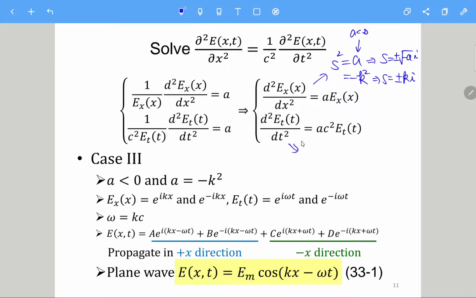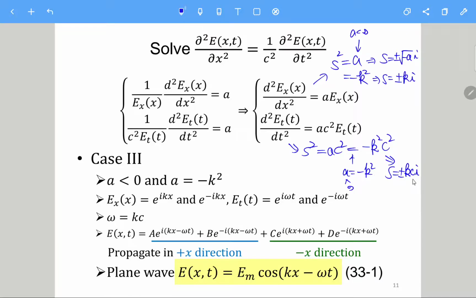Likewise, for this one, we have s squared equals a c squared. Now a is also negative, so we make it minus k squared c squared. We just change a to be minus k squared because a is negative. So s squared is this, so we have s to be plus or minus kci, because this is a negative. So we take the square root, it will be k times c times i, like this.